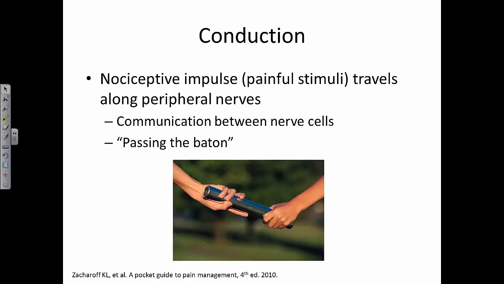Then what does conduction mean? So this is when that nociceptive impulse or the painful stimuli travels along the peripheral nerves and is communicated between nerve cells. Dr. McPherson likes to use this phrase a lot called passing the baton. So that's when the nociceptive impulse jumps from one nerve to the next.